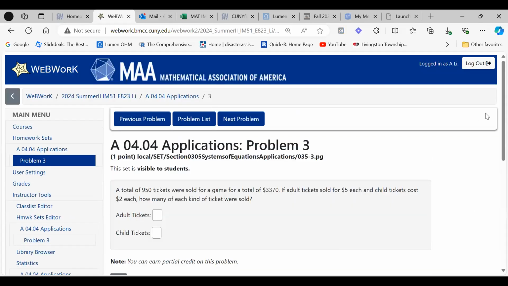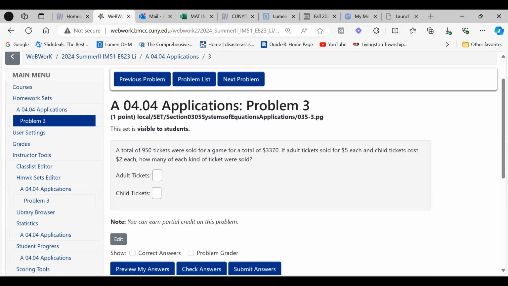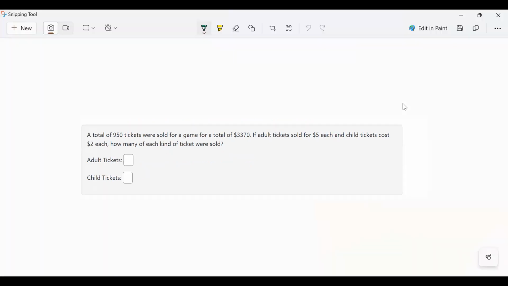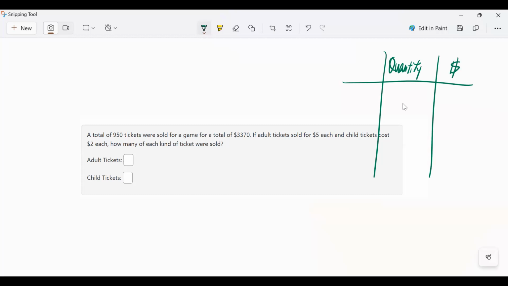Now the second type of problem is called the ticket problem. Let me show you how to set up the ticket problems. Let's just solve for the equation in a second. A total of 950 tickets were sold, for a total of $3,370. So there are 2 types of data: the first one is the quantity sold, and the second one is the revenue, or the dollar amount.